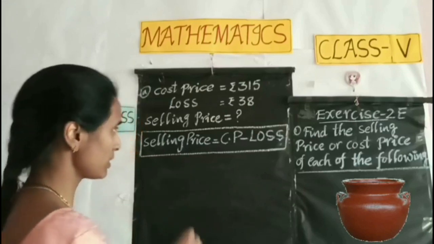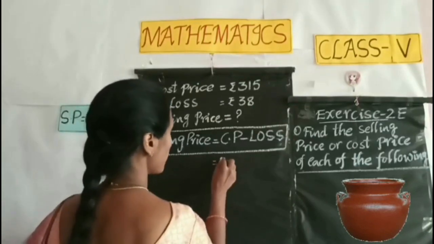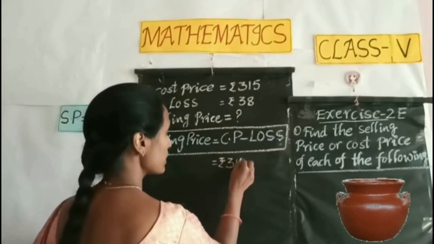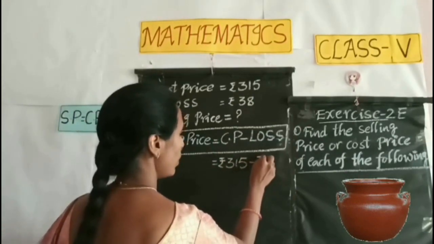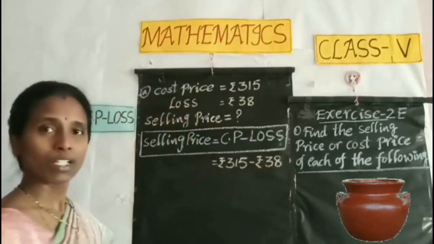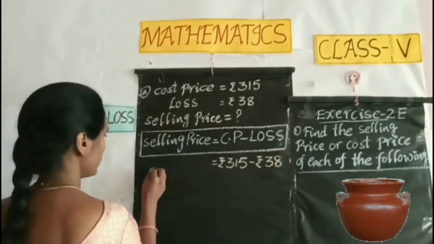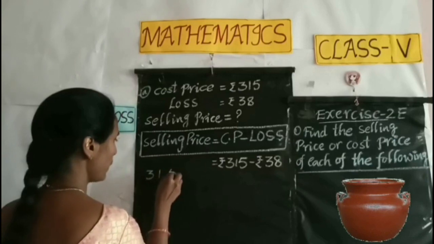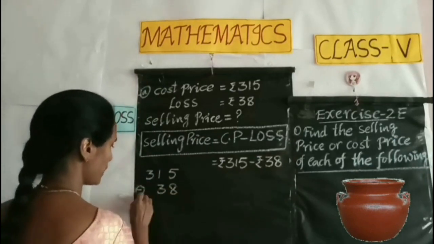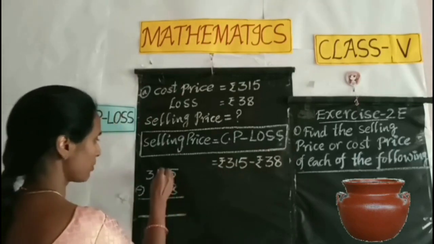Okay, children, let us start. What is the CP of the pot, children? 315 rupees minus loss 38 rupees. Okay, children, let us subtract. 315 minus 38 rupees. So children, start from the ones place.